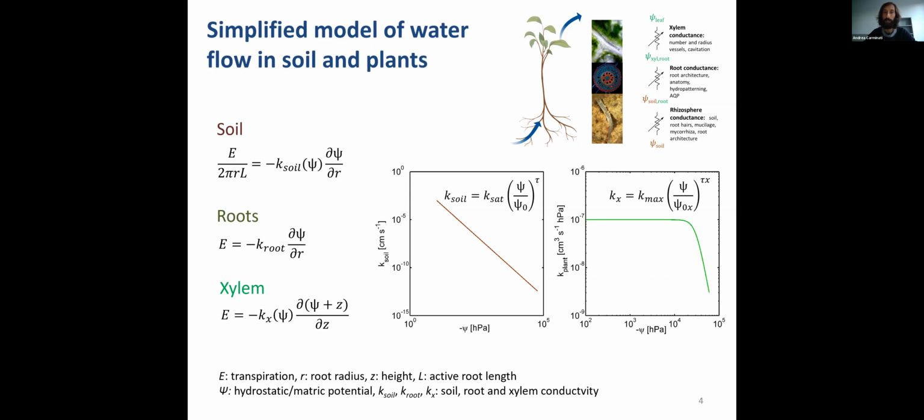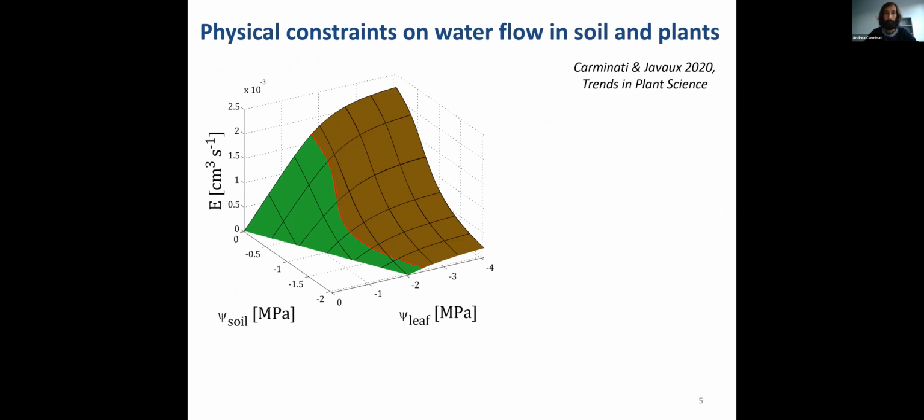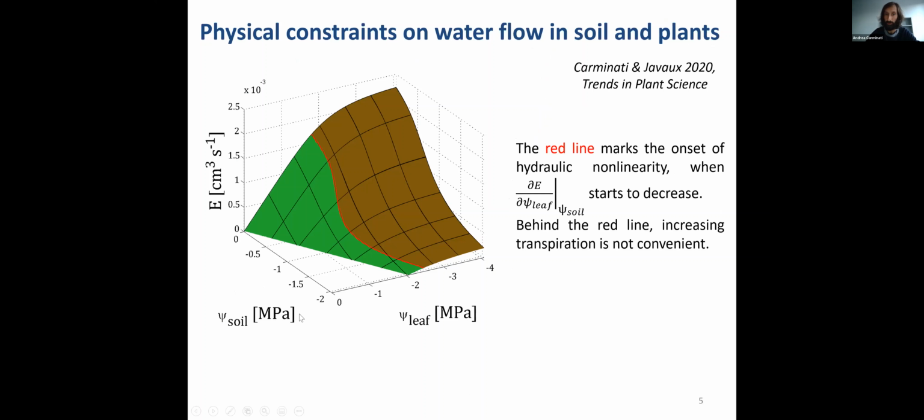qualitative terms. Now, if you solve these equations, you obtain such a surface. In this surface, we are showing on one axis the transpiration, on another the soil water potential, decreasing from, let's say, saturation to what soil scientists call the wilting point, around 1.5 megapascal. And on this axis, the leaf water potential. Now, this is a surface. It's, let's say, the physical space where the plant will move during soil drying.